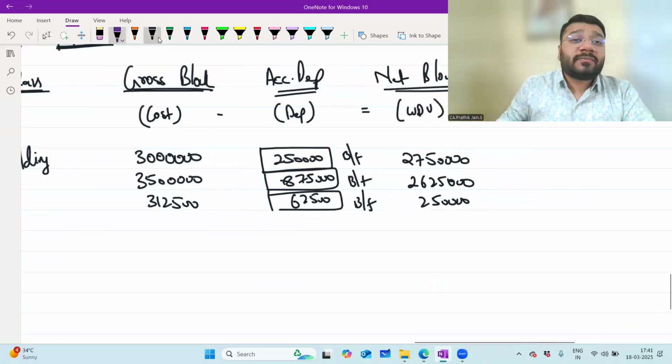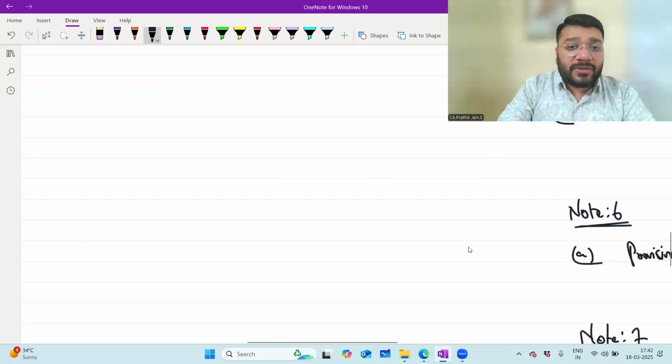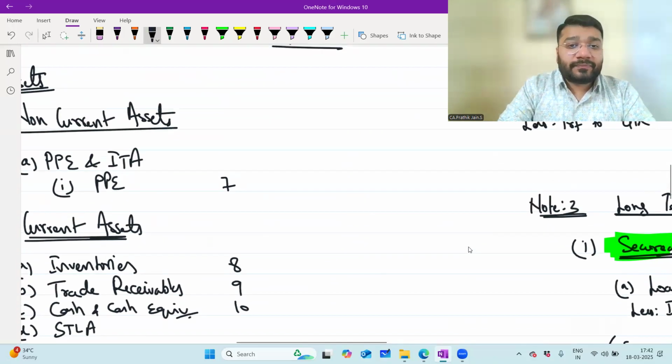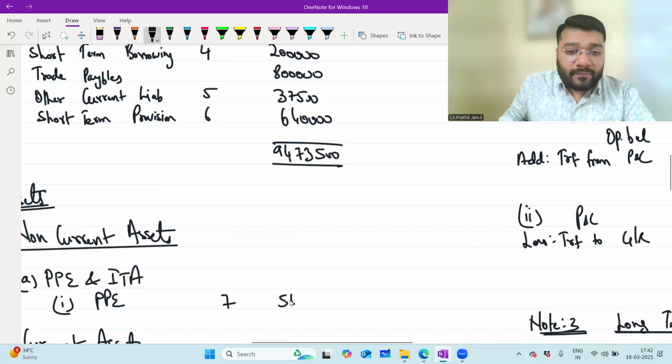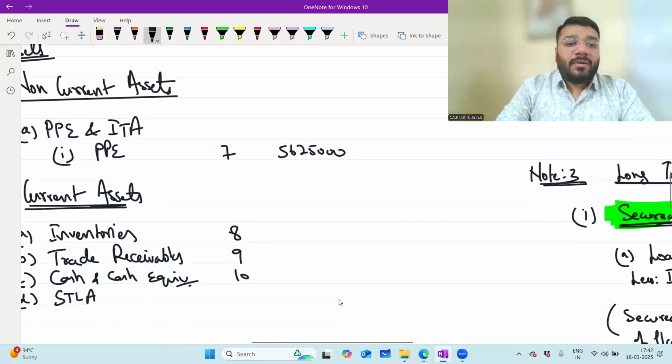Which one is total? I want net. Yes, 56 lakh 25,000. Always the final amount travels to your balance sheet. 56 lakh 25,000, the net value. Easy.